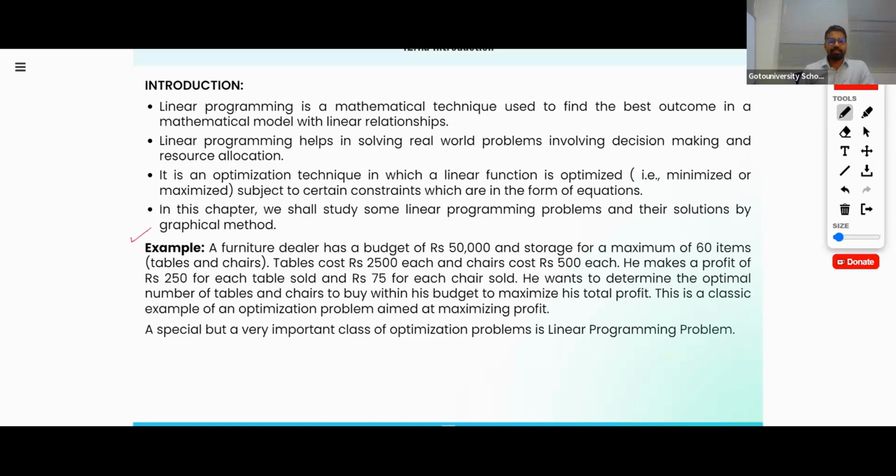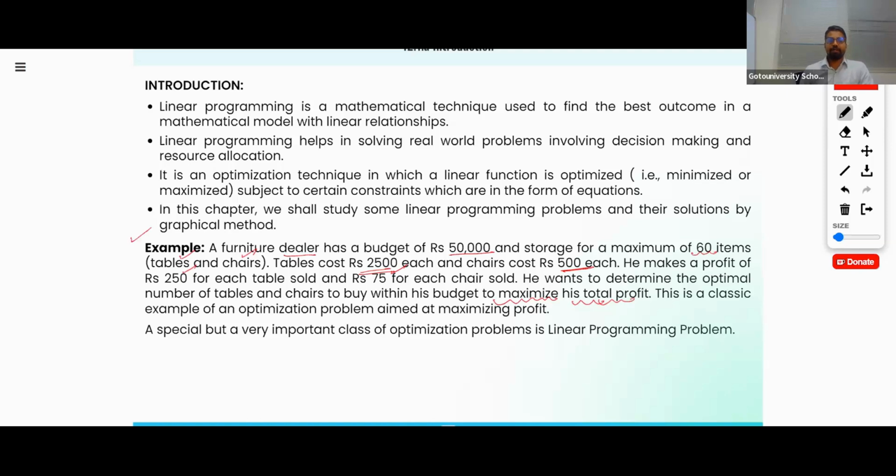A furniture dealer has a budget of 50,000 and storage for a maximum of 60 items, that is either tables or chairs. The table costs 2,500 each and the chair costs 500 each. He makes a profit of 250 for every table and a profit of 75 for every chair sold. He wants to determine the optimal number of tables and chairs to buy within the budget to maximize the total profit. So this is very important. What is our objective now? To maximize the total profit.